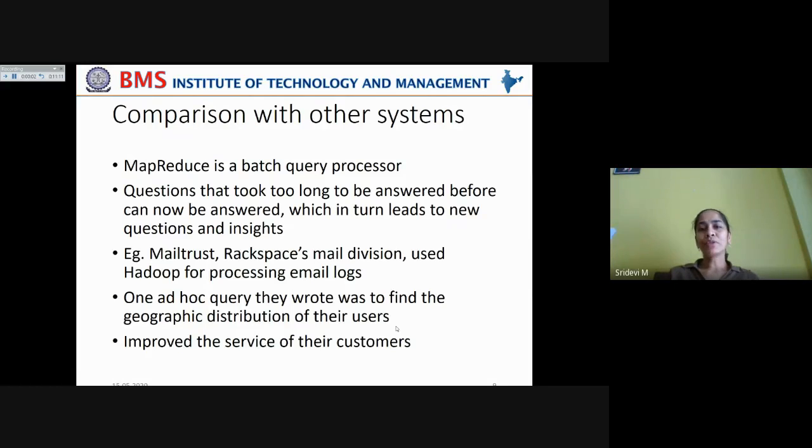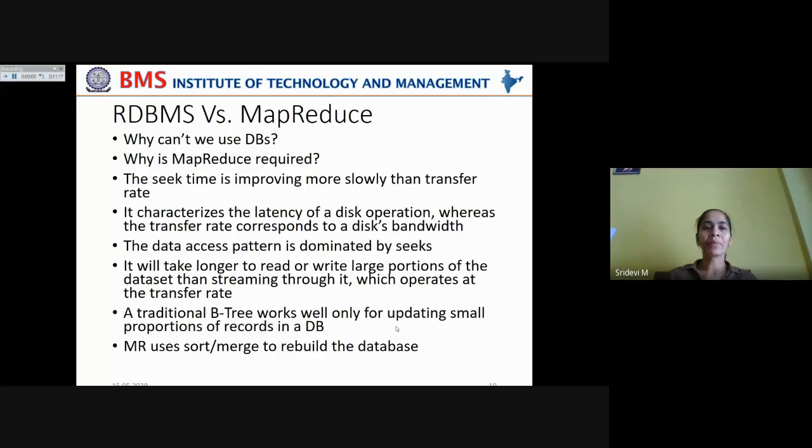Now this MapReduce, we tried to compare it with various systems like RDBMS, volunteer computing, and grid computing. When we compared MapReduce with RDBMS, we understood it under some criteria, like what is the latency in the disk operation, how is the data access pattern, and how is it actually processed. All these are the criteria we have gone through.